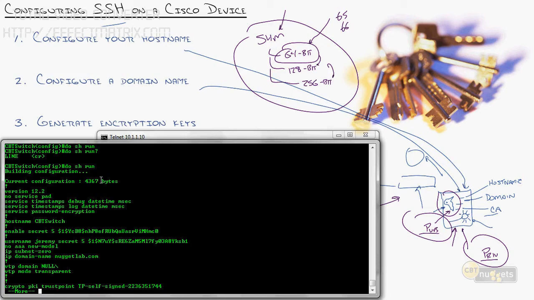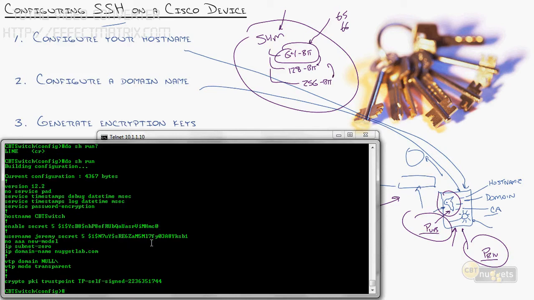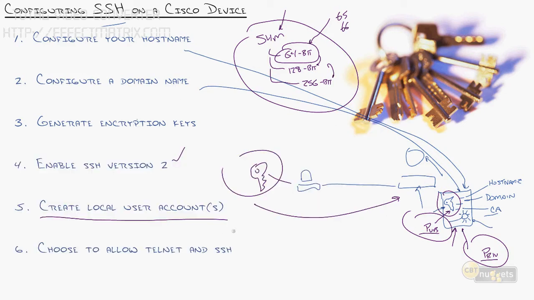So do show run. I hit the spacebar, and right there, I see username Jeremy, secret, blah, blah, blah, blah. It's just like my enable secret. It's this nice gobbledygook that is encrypted there, or hashed up on the screen. So now, I've created the local user accounts. Now I need to choose to allow Telnet, and I should put or SSH.